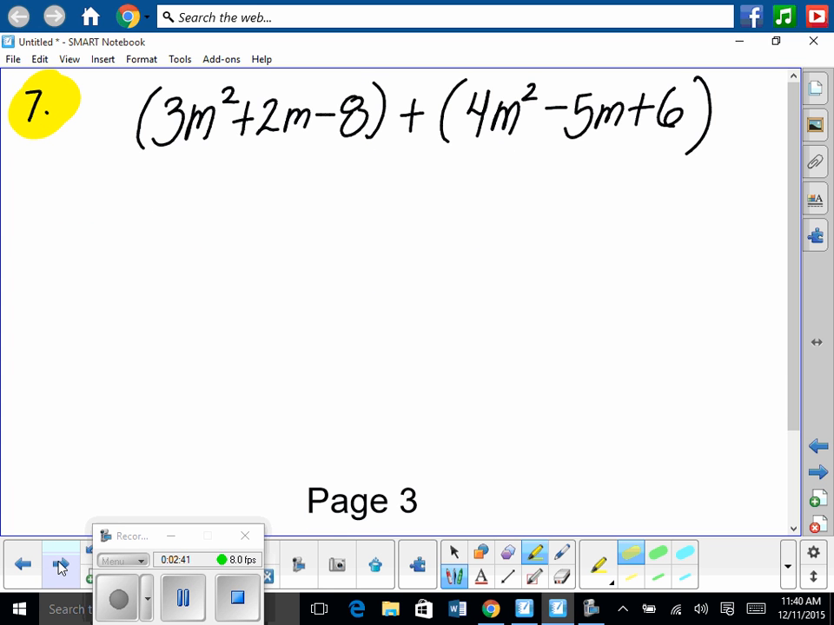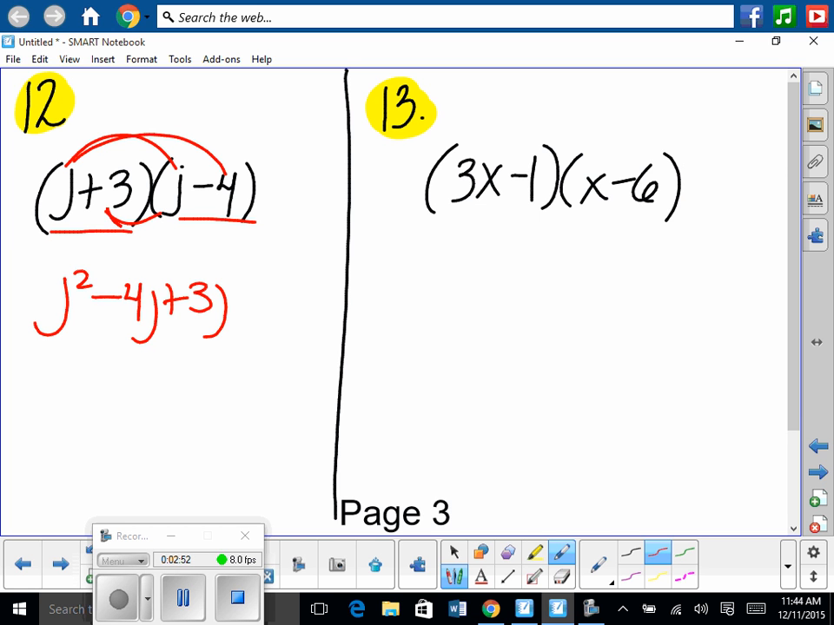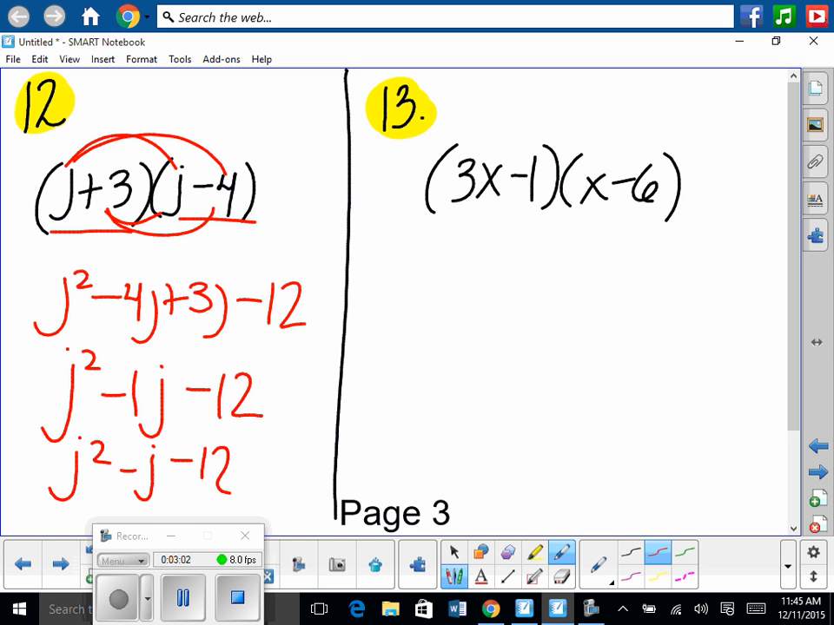Simplify. Once again, same thing here, we're multiplying these two polynomials. So I have j squared minus 4j plus 3j, and then minus 12, combine like terms, j squared minus 1j, and then minus 12. So I'm not going to write that 1 there. J squared minus j minus 12.